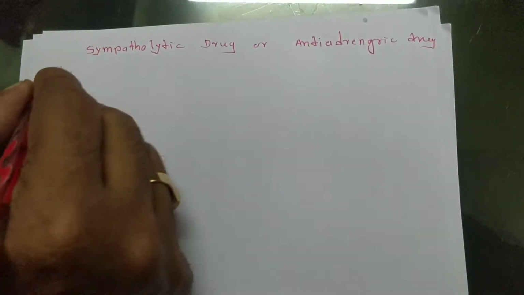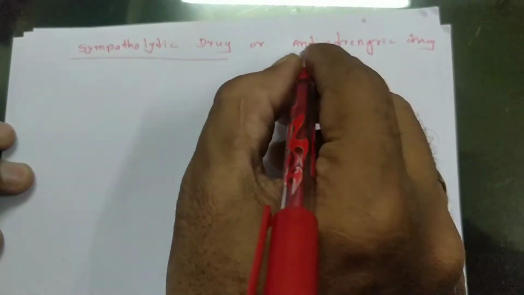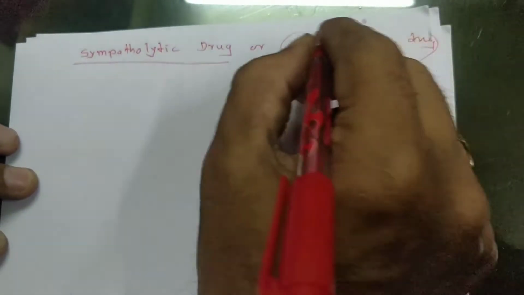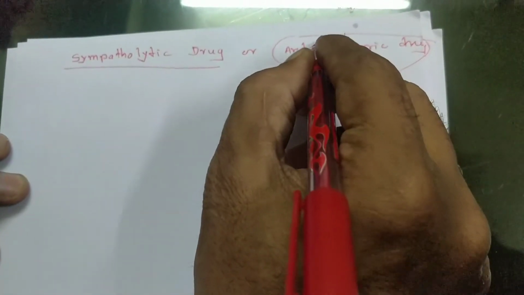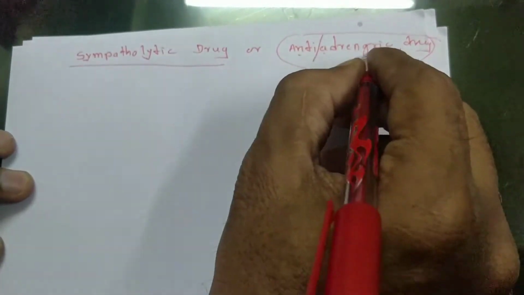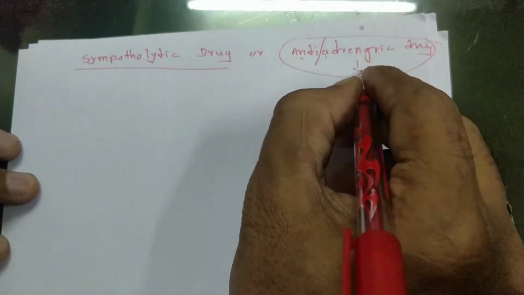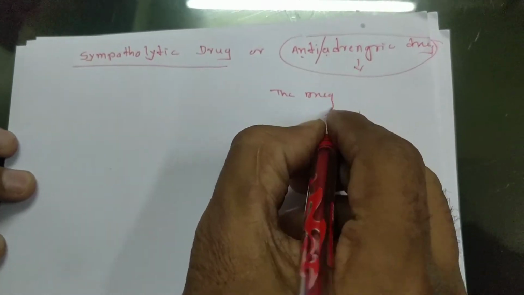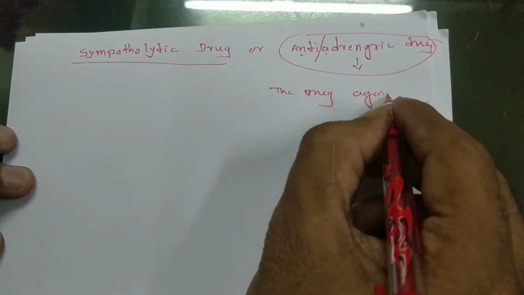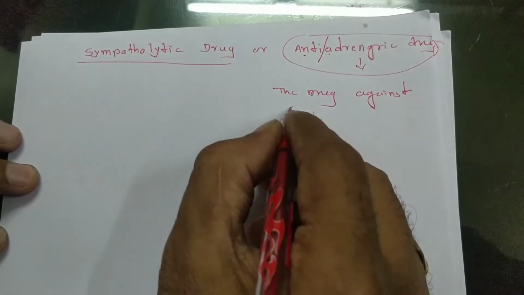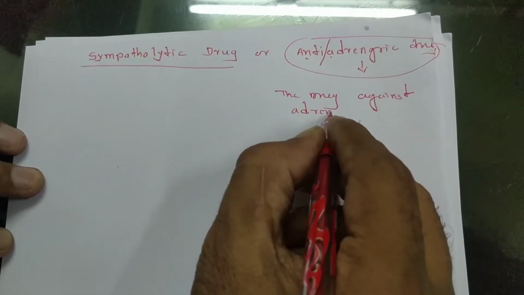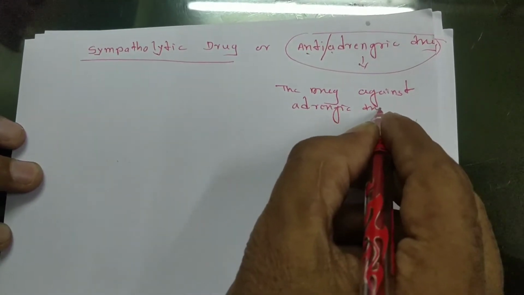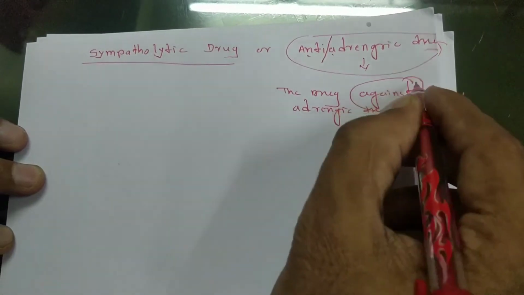First, what do you mean by the sympatholytic drug or anti-adrenergic drug? Anti means against the adrenergic. The drug against the adrenergic drug. You know the meaning of against.